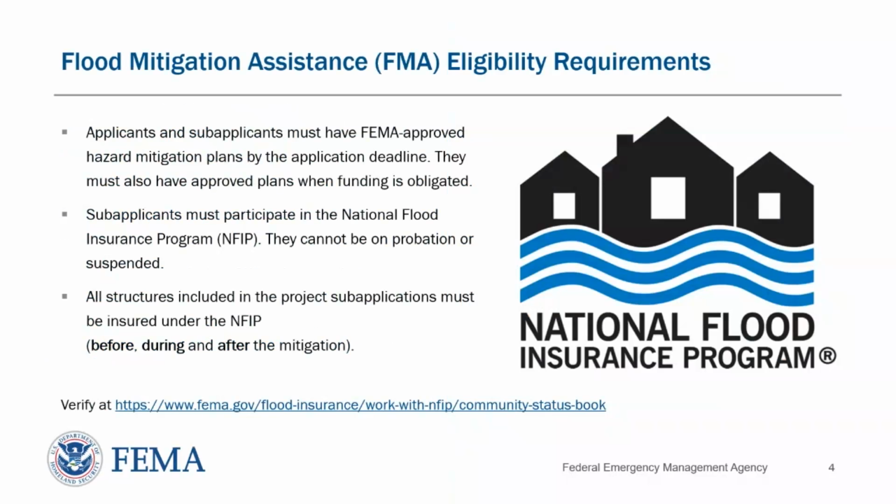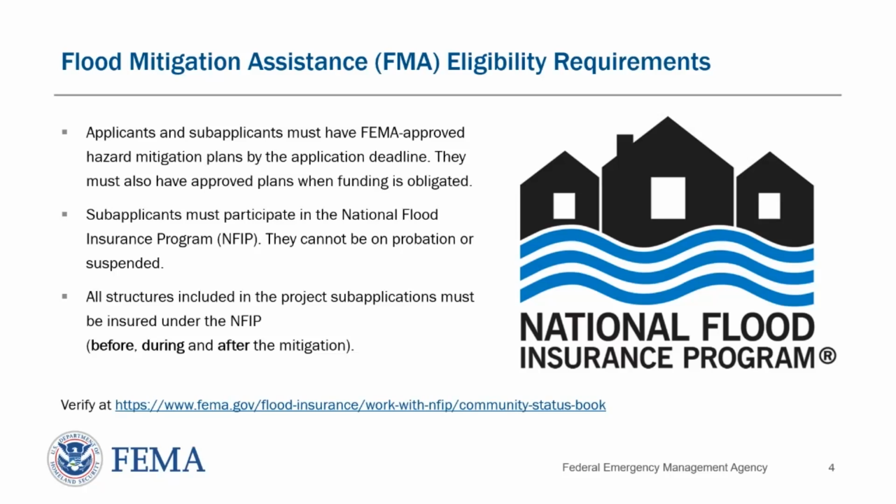Here are the Flood Mitigation Assistance eligibility requirements. Applicants and sub-applicants must have FEMA-approved hazard mitigation plans by the application deadline. They must also have approved plans when funding is obligated. Applicants are states, the District of Columbia, U.S. territories, and federally recognized tribal governments. Each state, territory, the District of Columbia, and federally recognized tribal government shall designate one agency to serve as the applicant for FMA funding. Each applicant's designated agency may submit only one FMA grant application to FEMA.